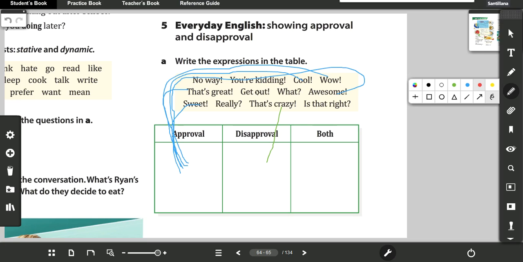For example, get out. Yes, or get out. What? Oh, what? What's that? Really? Oh, really? Is that right? Okay, so we have the answers of these activities. Tomorrow we are going to remember this on page number 54 of the practice book one more time.